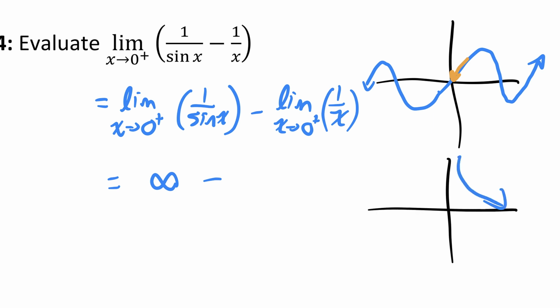what does 1 over x look like? 1 over x looks like this. As I approach 0 from the right, 1 over x is going off to infinity. So this gives me indeterminate form of infinity minus infinity.